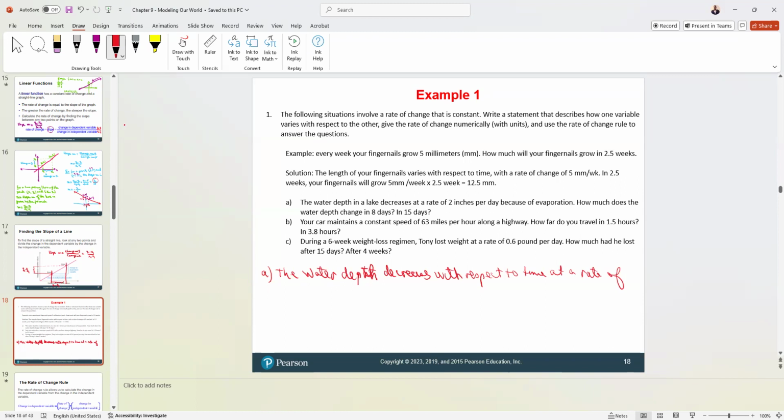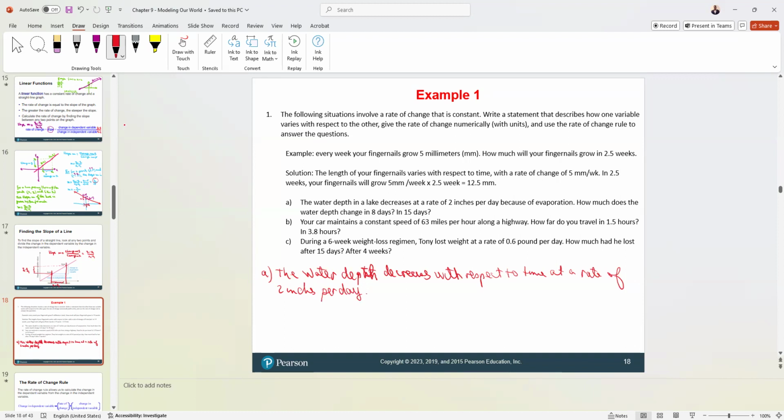Okay, the water depth decreases with respect to time at a rate of 2 inches per day because of evaporation. I don't know if it's because of evaporation. So the rate of change is negative 2 inches per day, right?